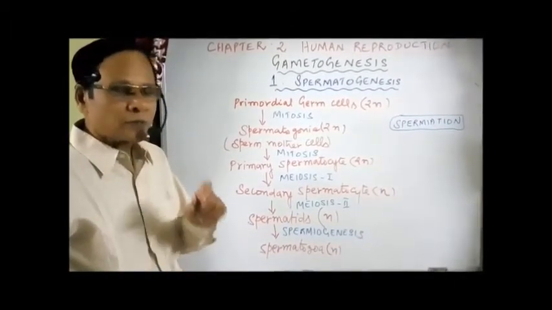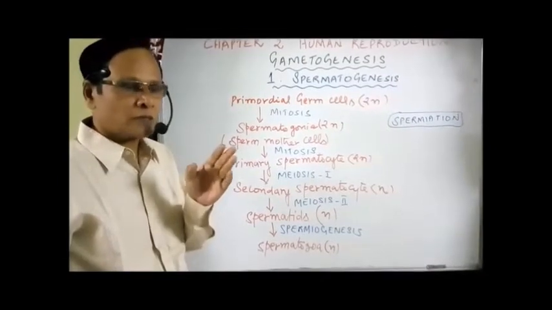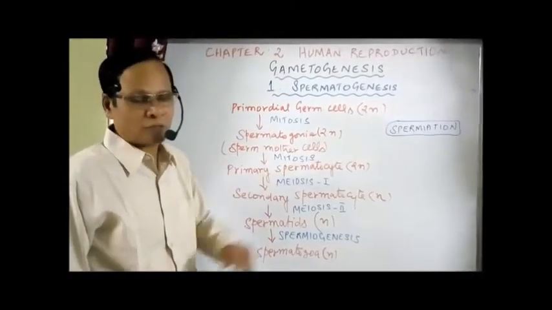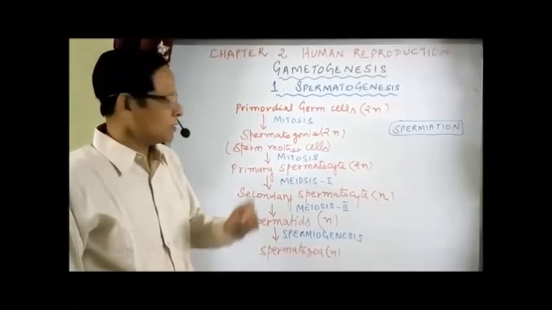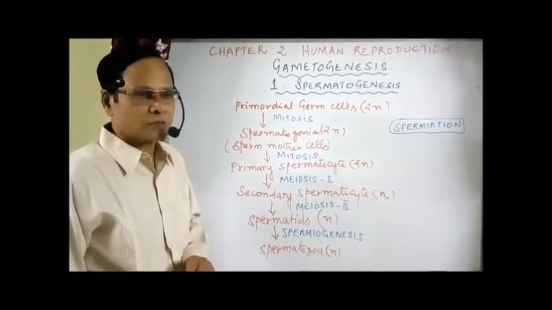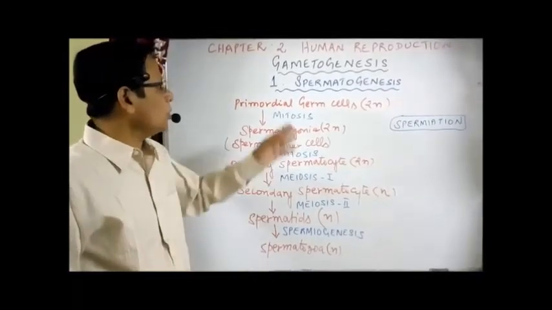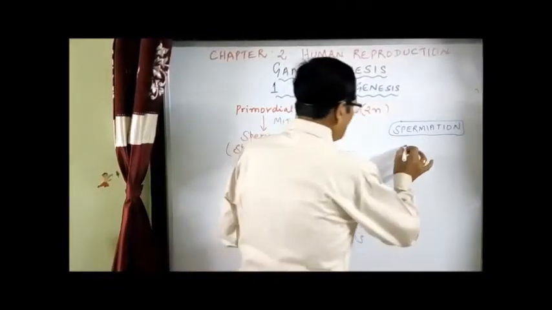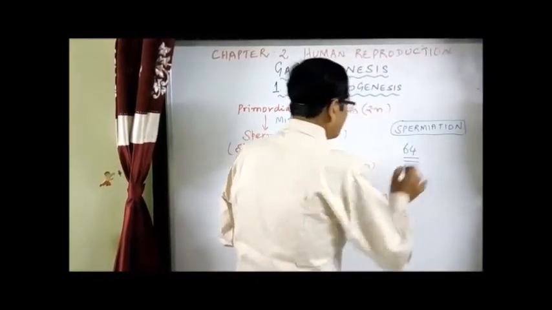The process of release of sperms into the central lumen of the seminiferous tubules is called the spermiation process. What is spermiation? The release of sperms into the lumen of the seminiferous tubules. Now the whole process of spermatogenesis occurs in about 64 days.